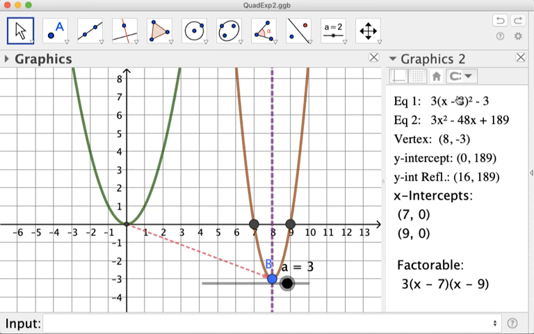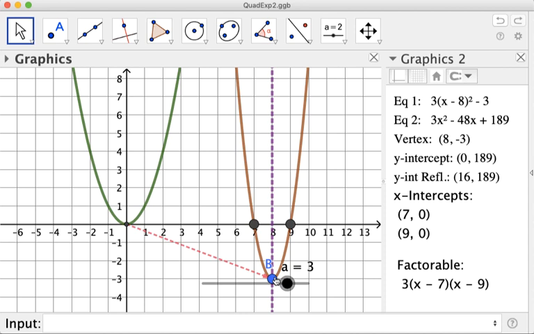Other than that, the values we call h and k, the x and y values of the vertex, really only appear explicitly in the vertex form. The coefficients b and c only appear explicitly in the standard form, and these values here, x minus 7 and x minus 9, we'll call the p and q. The p and q only appear explicitly in the factored form. So each of these forms has a different value for us depending on what it is that we're looking for.